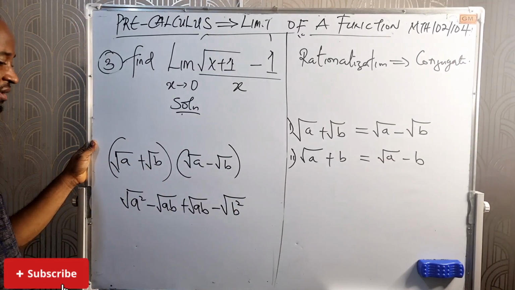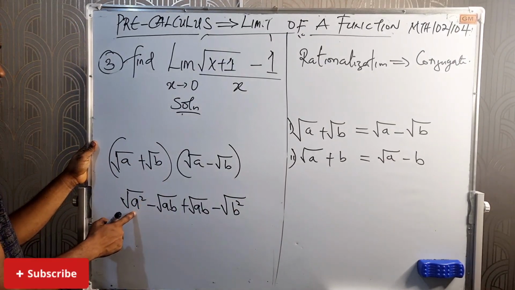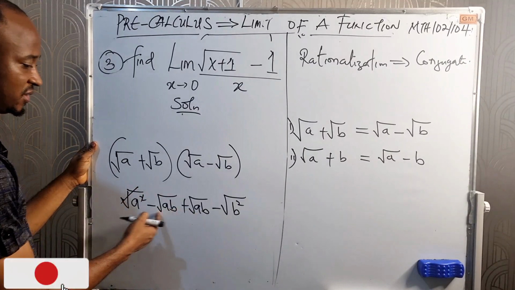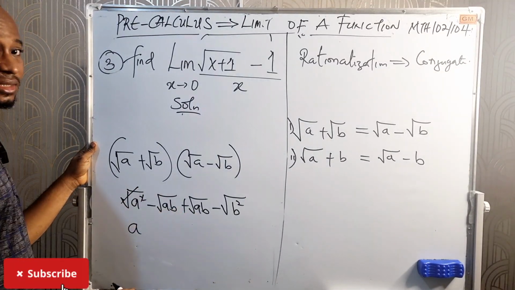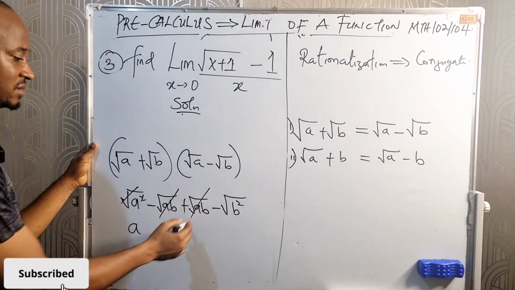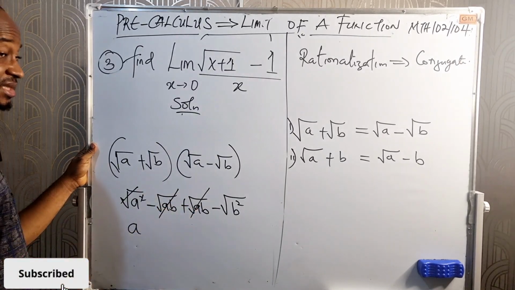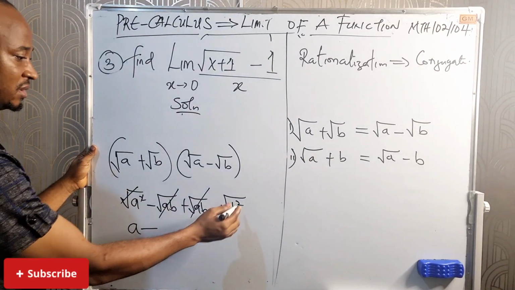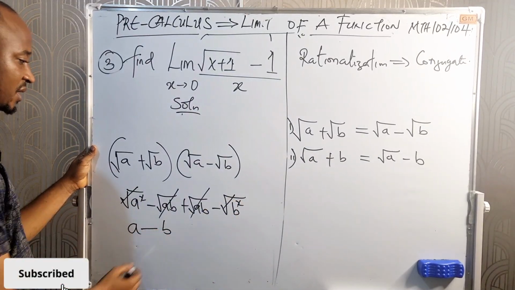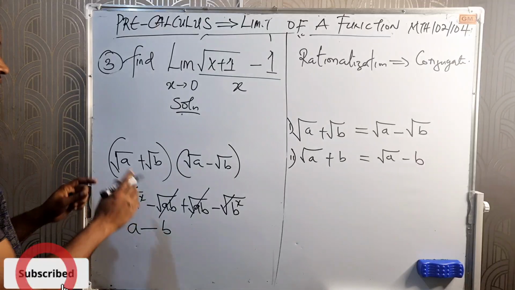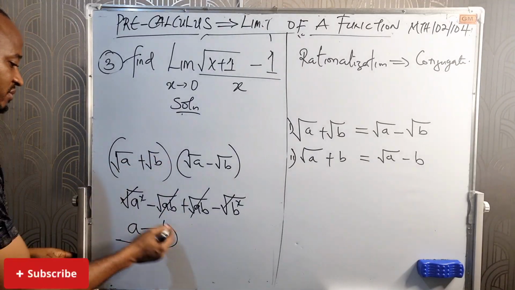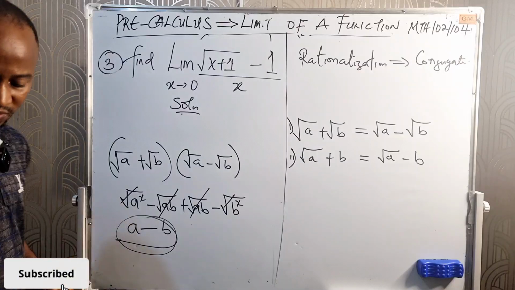Are you there? So if you look at this, root A squared, the square cancels the square root. We are left with A here, right? These two are the same but have different signs, so they will cancel out. Minus root AB plus root AB is 0. So we are left with minus, square cancels square root, we have B. That means anytime we multiply root A plus root B by root A minus root B, the answer must be what? Must be A minus B.